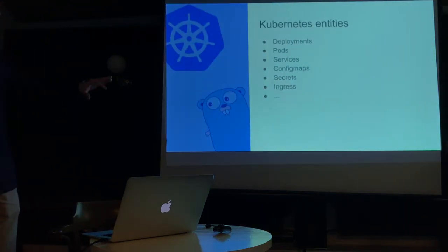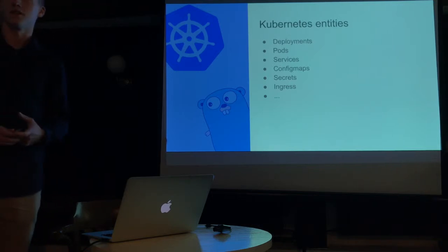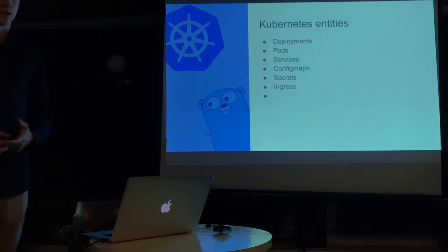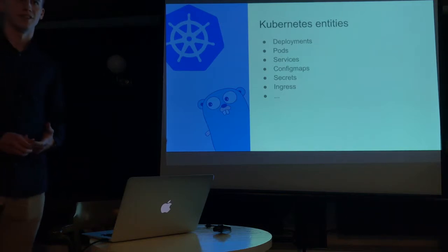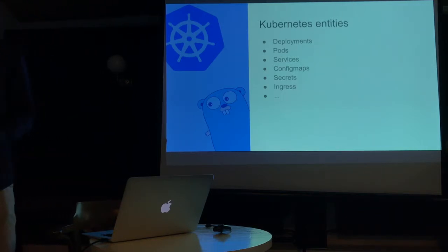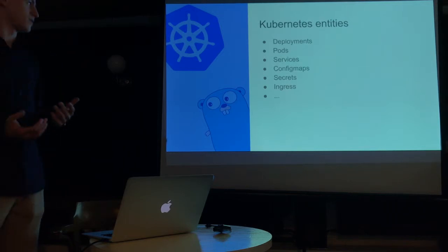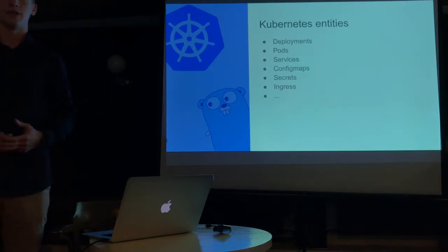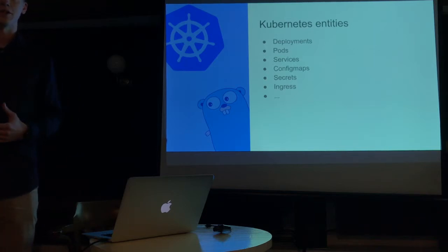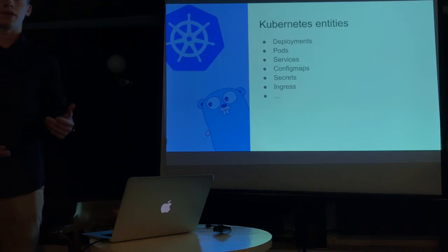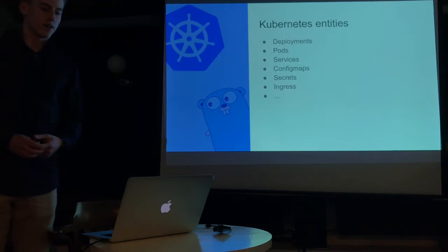I will talk now about some basic entities that are used in Kubernetes. So the first entity is deployment. It's the most used entity in all of Kubernetes. It describes how the application should look like. It describes usually one application in the cluster, like one microservice. How many replicas should be run in the cluster.